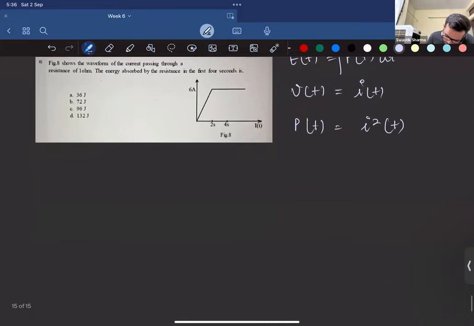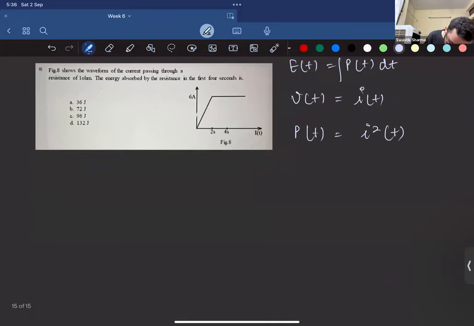Now, the equation of current between these regions. So what is the equation of current for these two functions? Can you tell me for this first, the red shaded part? What is the equation of current?